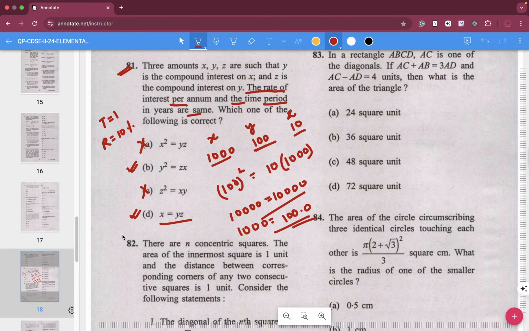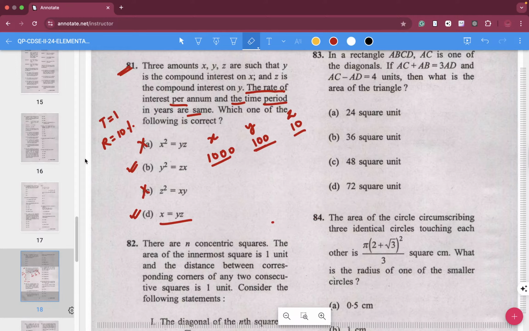So out of these two, B and D, which one do you want to go ahead with? We'll do a slight tweak. Everything will be kept the same, and right now we have only two options in the picture, B or D, which could be the probable answer. So now we'll change the rate from 10% to 20%, and we will let the time remain as it is.